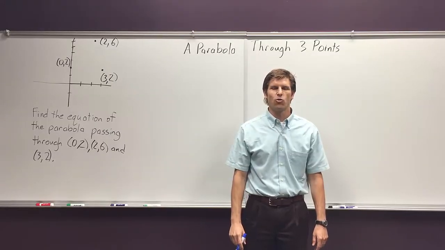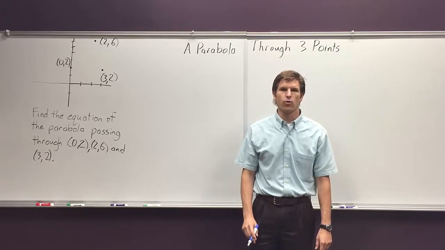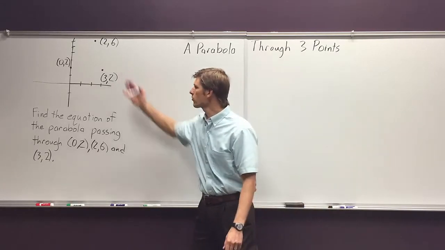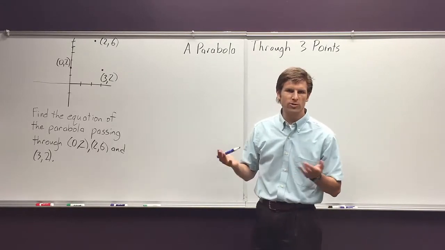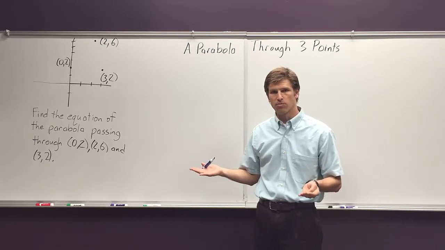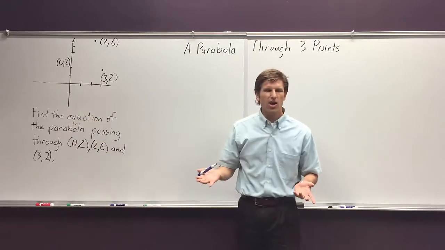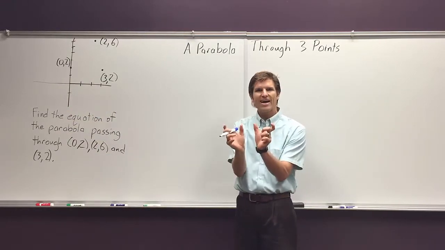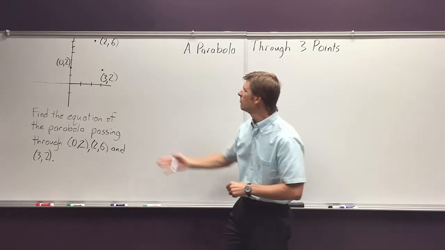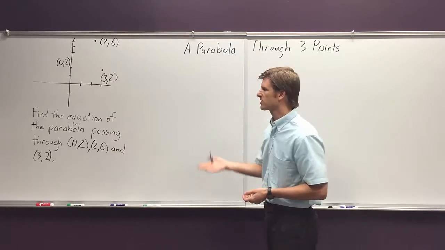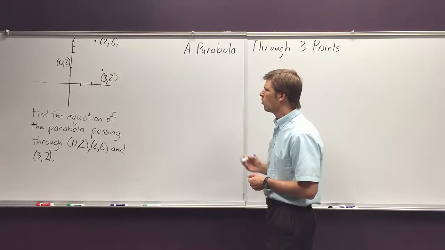Let's find the equation of a parabola passing through 3 points. So here are 3 points. Notice if one of the points was the vertex, you'd use standard form. If one of the points was a 0, you might go about using the factored form of a quadratic. But when none of the points is the vertex and none is a 0, what do?